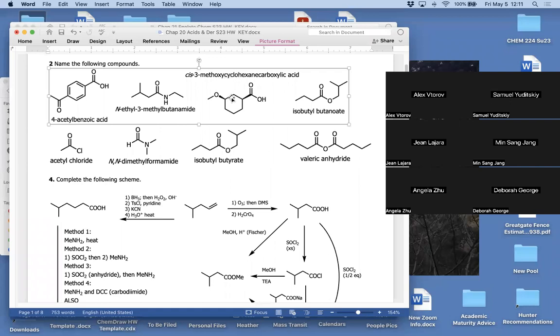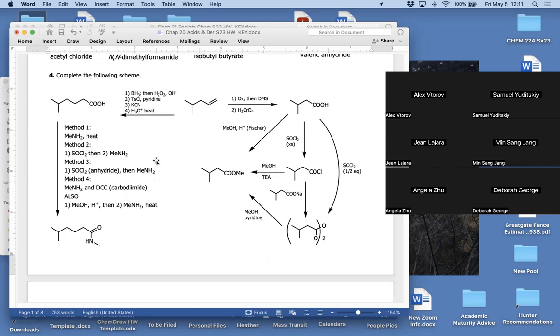Let me point out the 6-member ring here with the acid and the methoxy group. Cis, the two substituents of the ring are cis. People seem to have forgotten that on the last exam. Okay, we good on 4? We need to go through it.